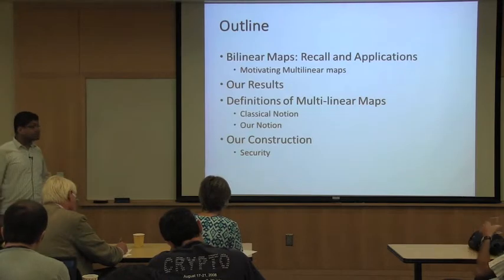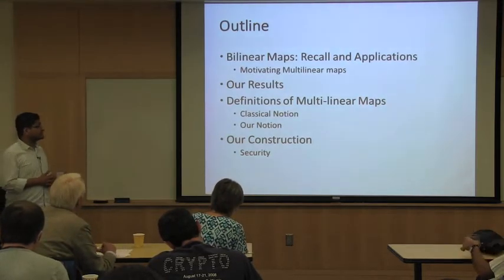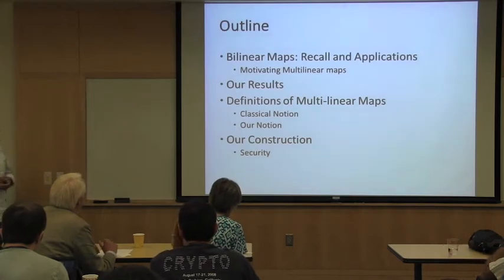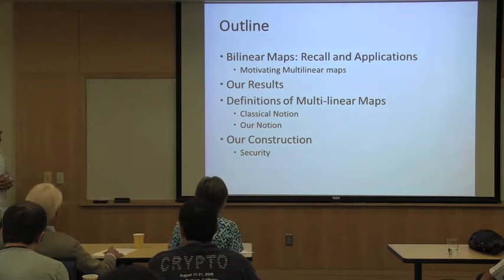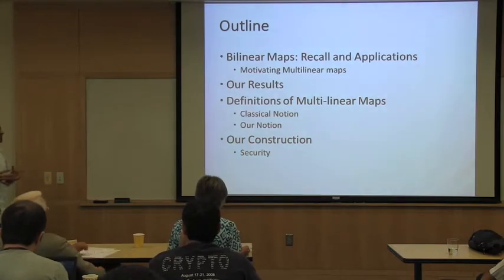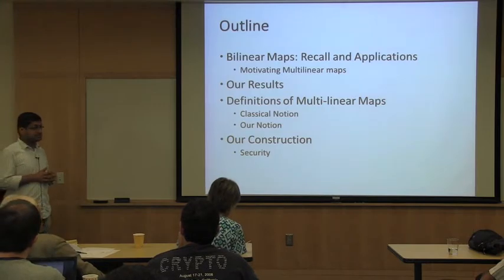Then I'll give you the definitions for multilinear maps as have been classically envisioned in the literature. And then starting from this notion as envisioned in the literature, I'll step by step give changes that need to be made to get our notion. Then finally I'll get to our construction and say a few words about the security.